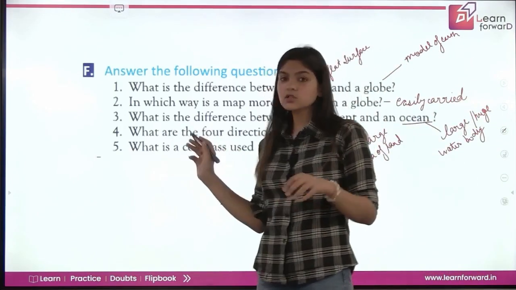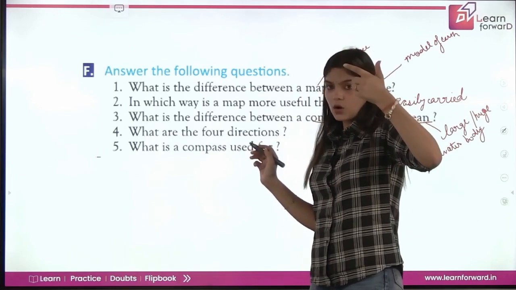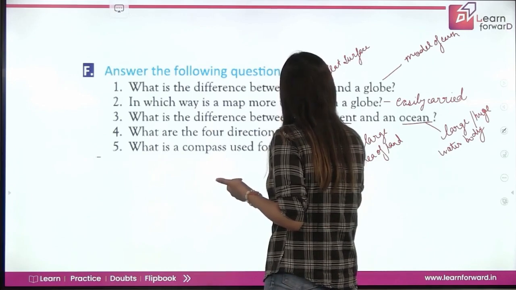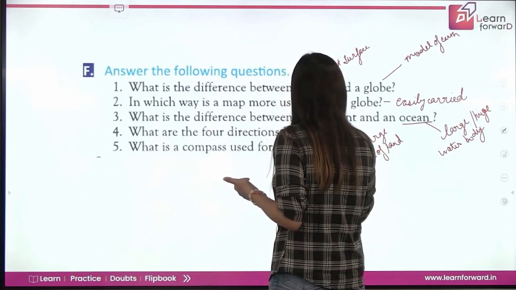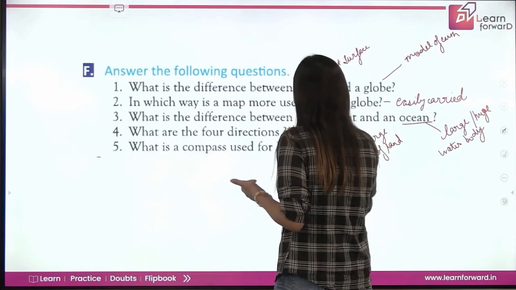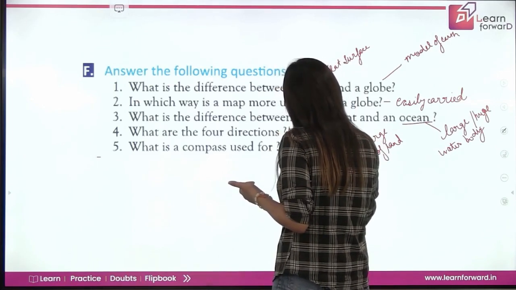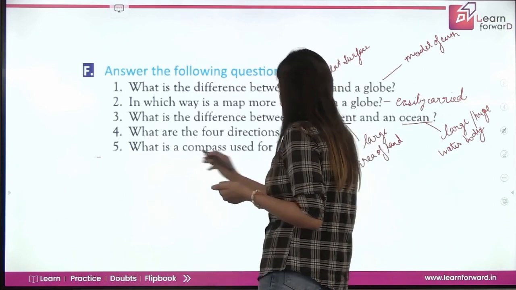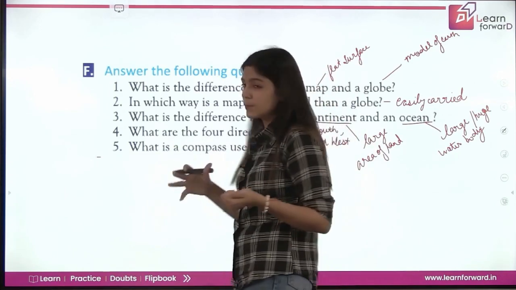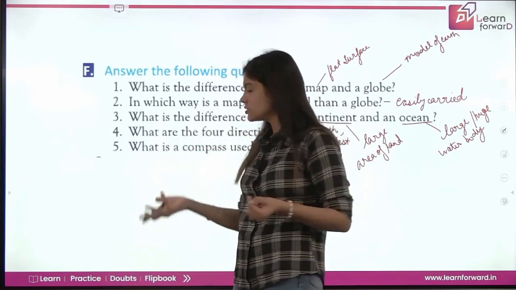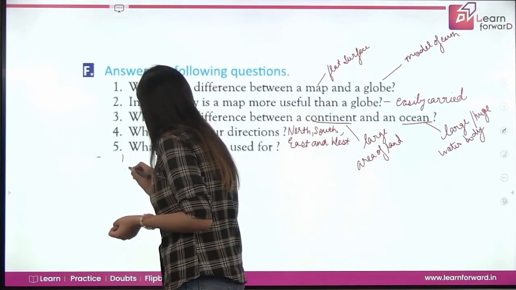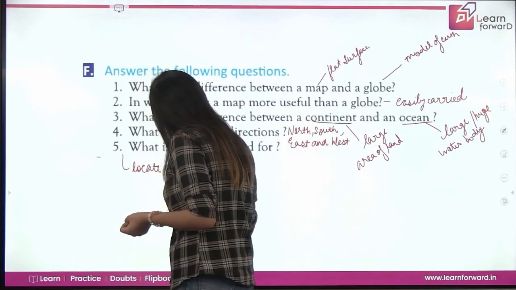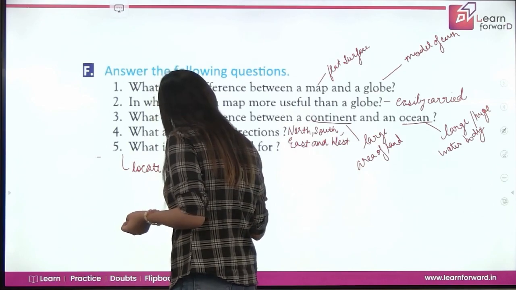What are the 4 directions? The 4 directions are north, south, east, and west. So I'm going to write it here. North, south, east, and west. Fifth, what is a compass used for? A compass is used to locate directions. Locate or find directions.